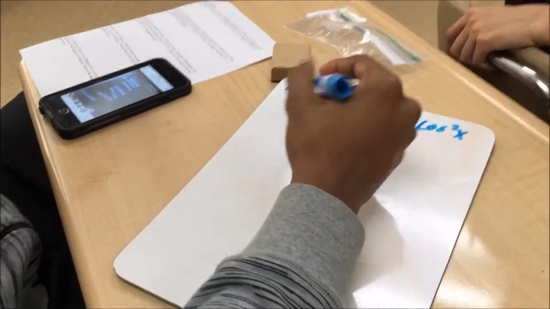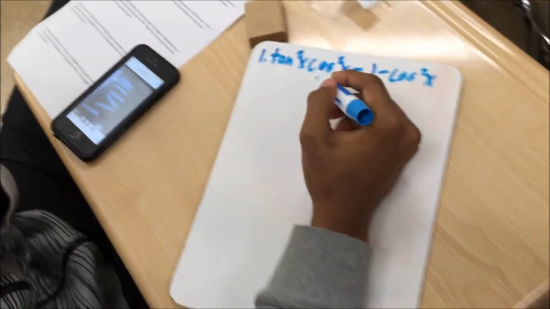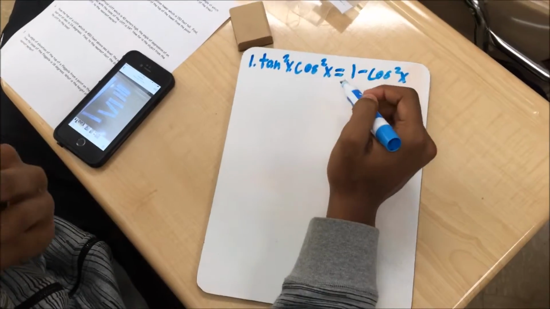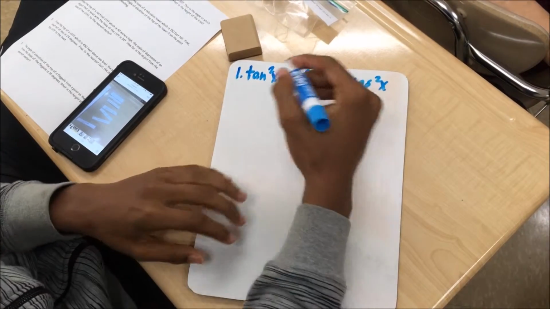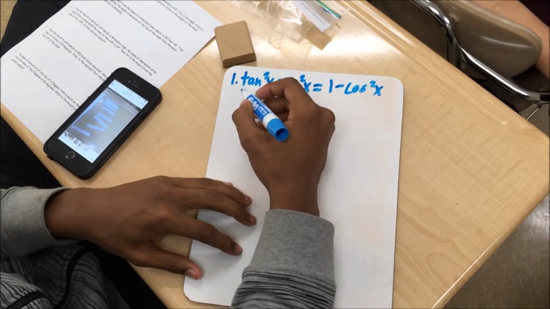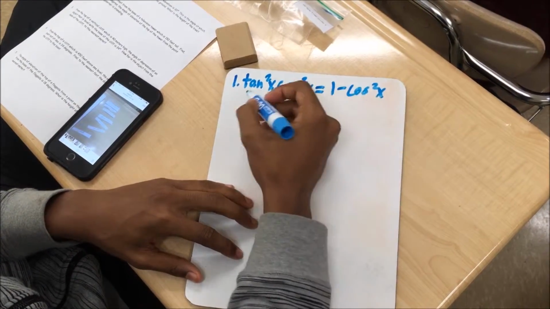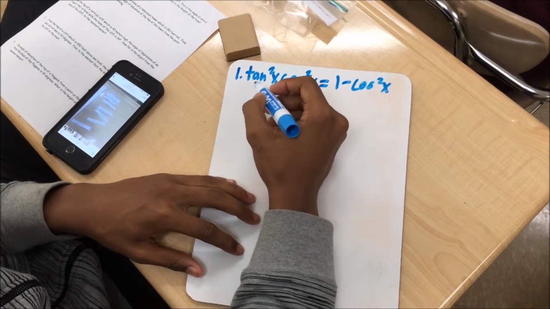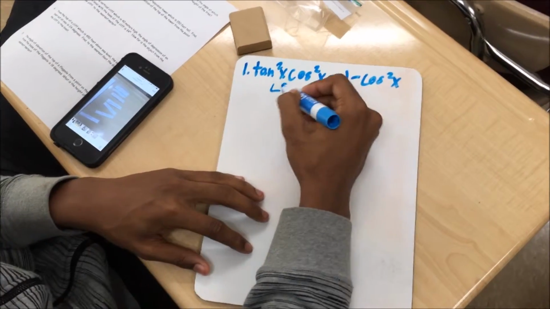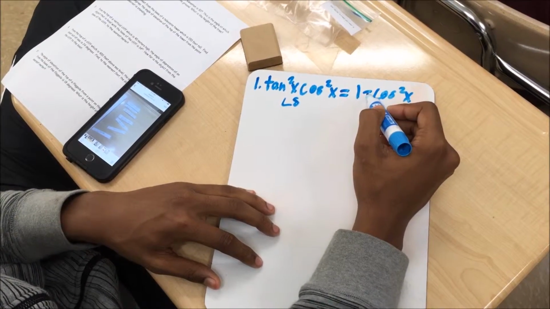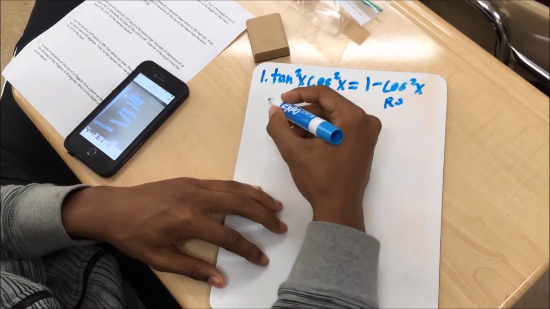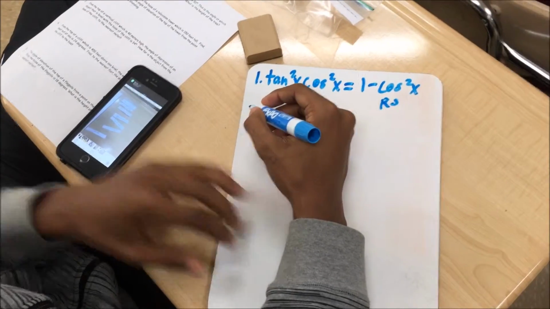All right, you good? Alright, today our problem is tan²x times cos²x equals 1 minus cos²x. First thing you have to do is figure out which side is the hardest. So we're going to go with our left hand side. We're trying to get this side to equal this side. So our first step.